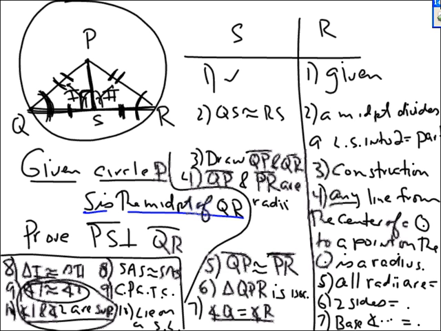Number 12 would be that PS is perpendicular to QR. These two lines are in fact perpendicular. Why? They meet at right angles. Okay, so that's that one. Let's do a couple more.